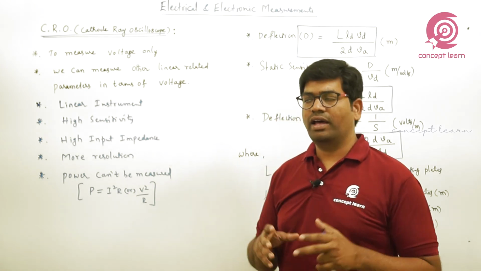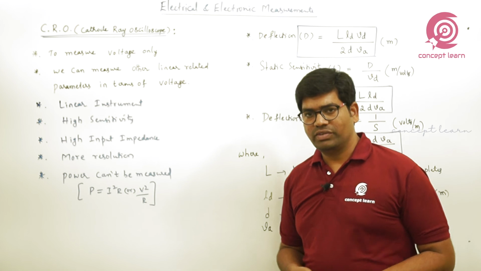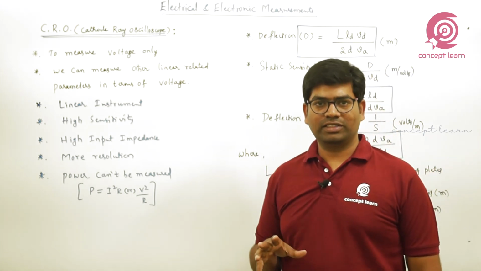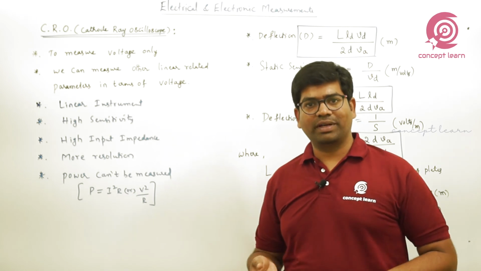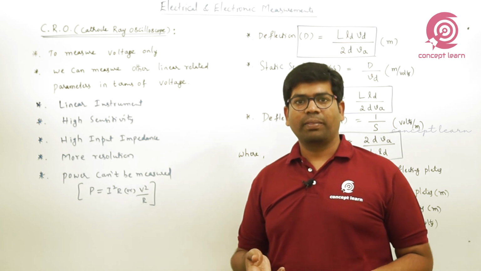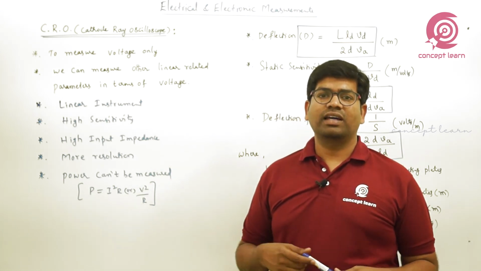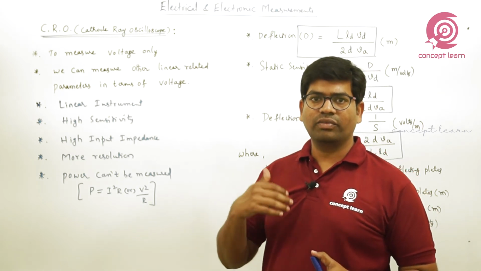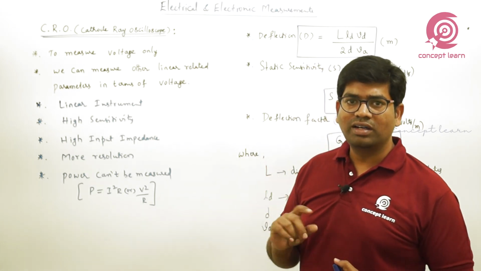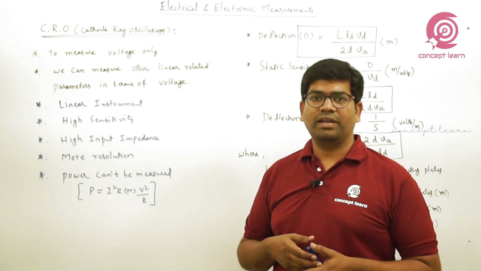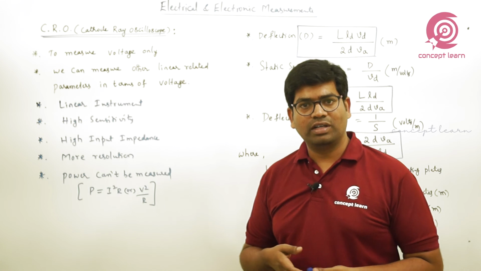Got the point? And now what quantities can we measure? Basically CRO is to measure only voltage. If you want to measure other quantities like current, temperature, pressure, any physical quantity, that is possible only when we represent it in terms of voltage. Means any other linearly related parameter you can measure in terms of voltage.